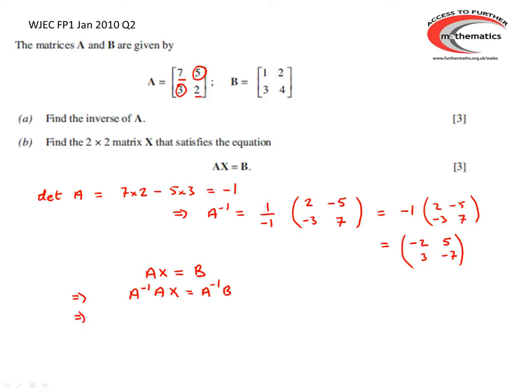Now A inverse times A is just the identity, so that's the identity times X equals A inverse times B. In other words, the identity times anything is just the anything, so I times X is just X, which is equal to A inverse times B. A inverse is minus 2, 5, 3, minus 7, times B, which is 1, 2, 3, 4.